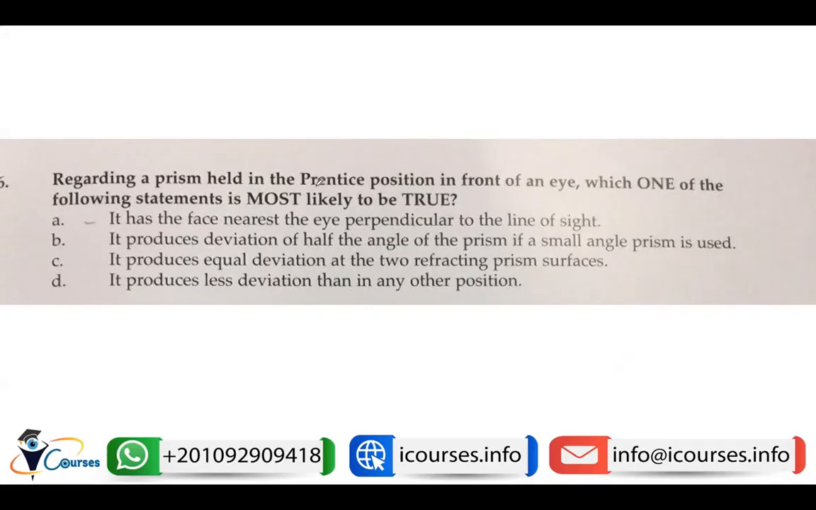So do you think that the Prentice position will produce less deviation than the position of angle of minimum deviation? It is called angle of minimum deviation for a reason. Dr. Siddharth, why would you think that the deviation will be half of the angle of the prism if it is a small angle prism? And what is your definition for a small angle prism? What is the value of this small angle?